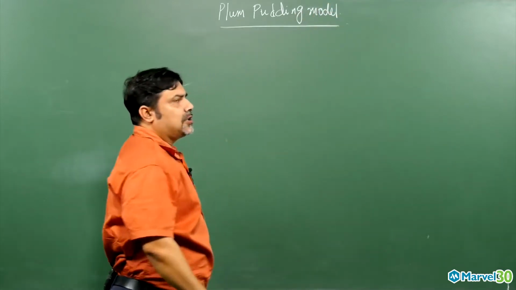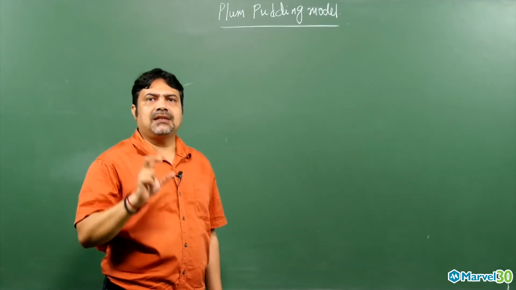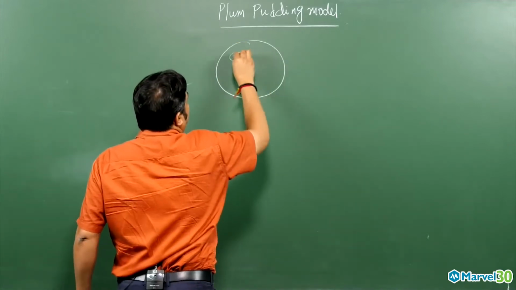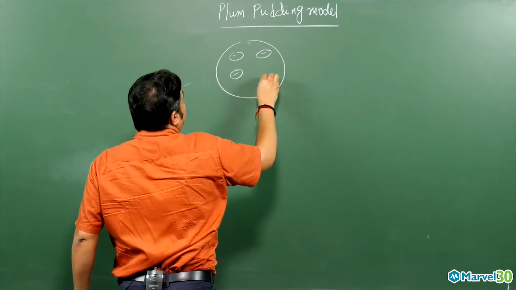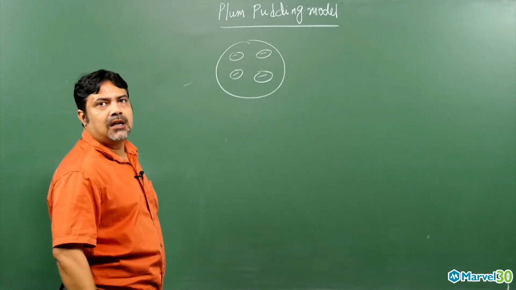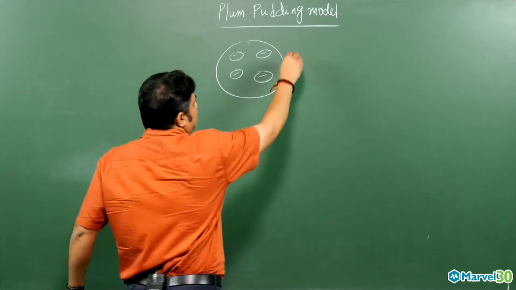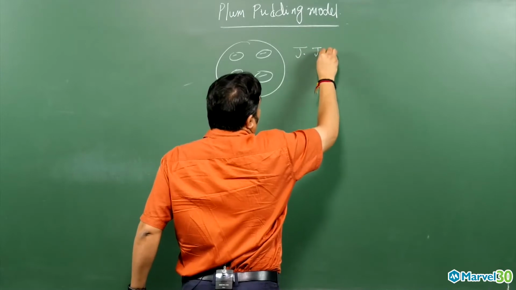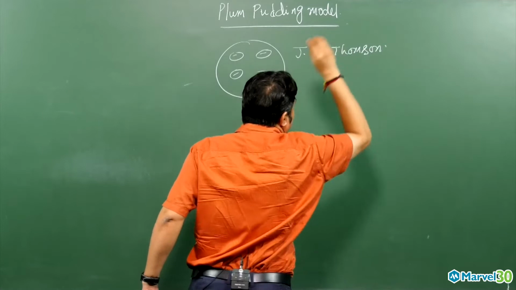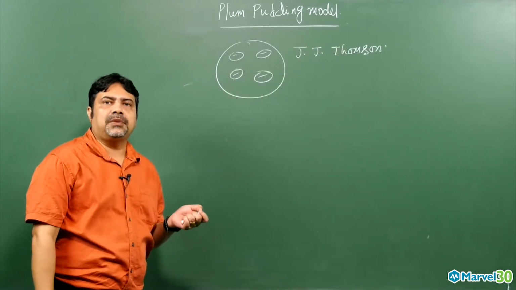J.J. Thomson said that in the center of the atom there is a positive charge, and around it there are electrons carrying negative charge, and this negative charge is balanced by the positive charge inside. This is the plum pudding model given by J.J. Thomson. You know it very well from the 10th standard. After that, this model failed, as it was not able to explain the stability of the atom.